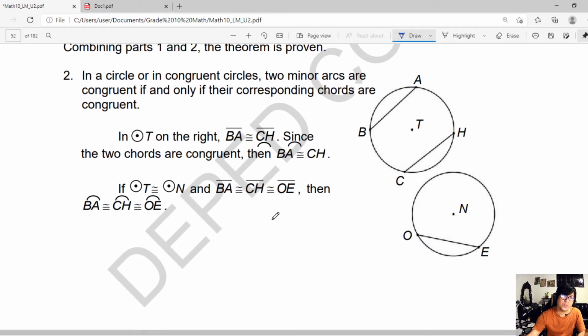Okay, let's proceed to theorem number 2. In a circle or in congruent circles, two minor arcs are congruent if and only if their corresponding chords are congruent. So in circle T on the right, segment BA is congruent to CH. This one, this line segment, and this line segment are congruent. Since the chords are congruent, then arc BA is also congruent to CH.